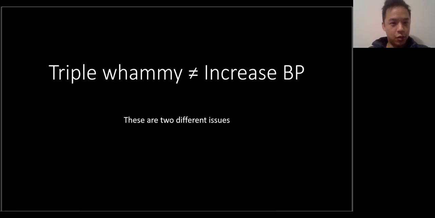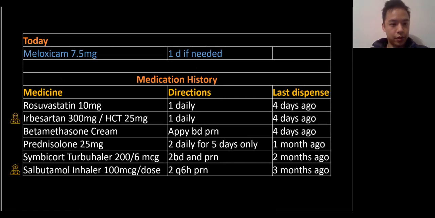Now, just a quick reminder that the triple whammy is not the increase in blood pressure problem. These are two separate issues. The triple whammy refers to those three medicines potentially causing acute kidney injury. The increase in blood pressure is just a thing that the NSAIDs can do. So you can get the increase in blood pressure without the triple whammy and vice versa. These are technically two separate issues that you do need to look at, but I've listed them as one major problem. So this is our second major problem, the combination irbesartan plus HCT.